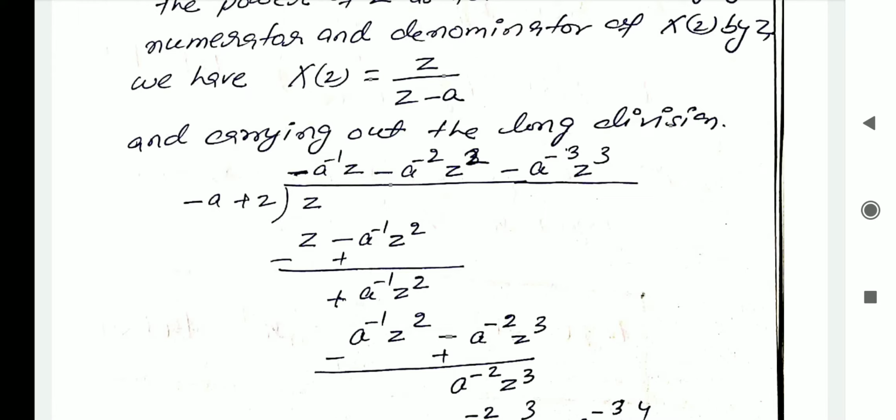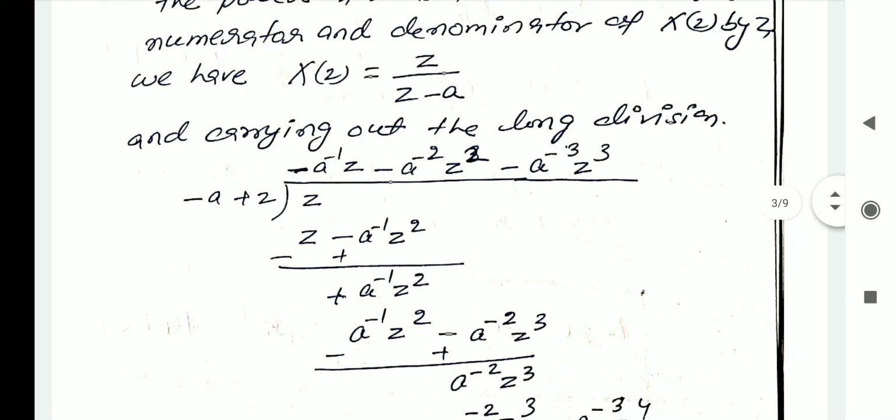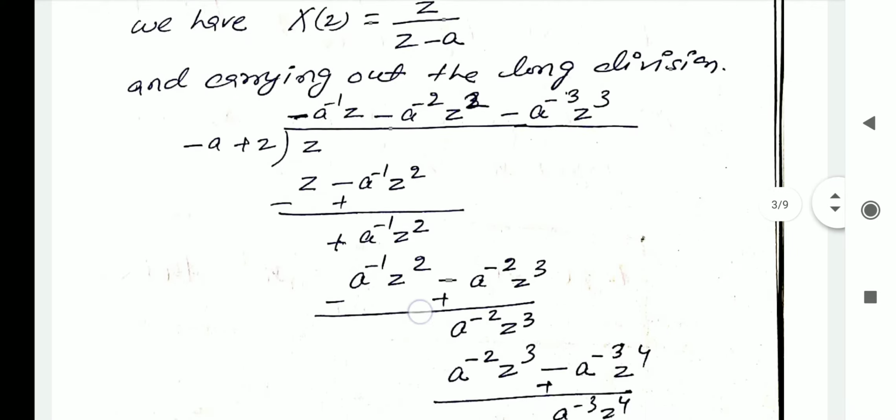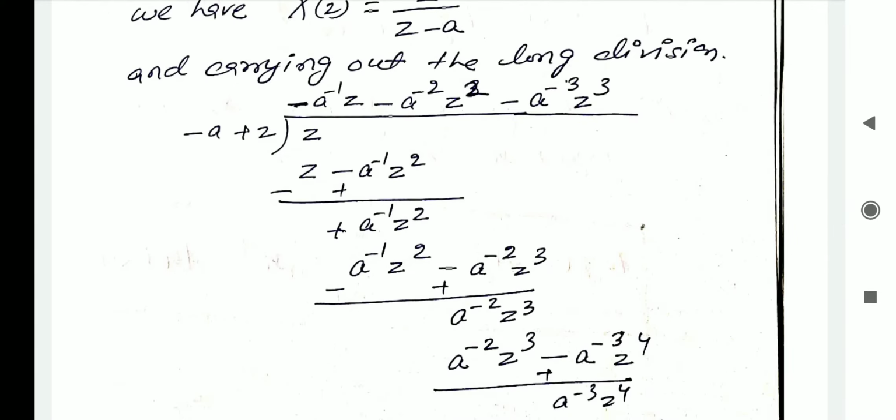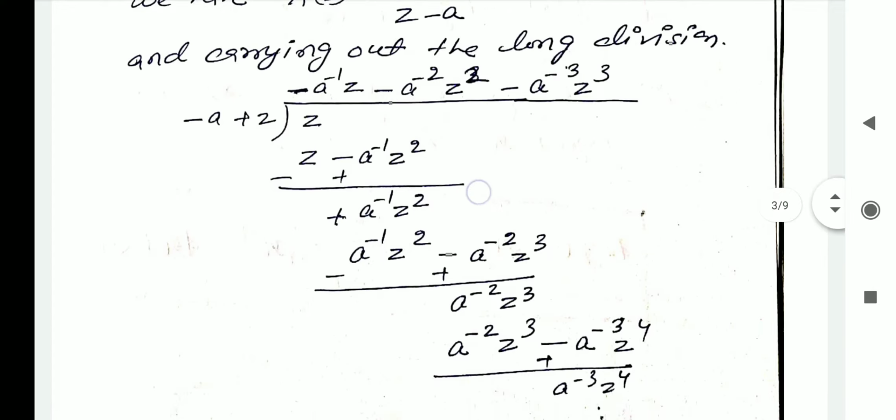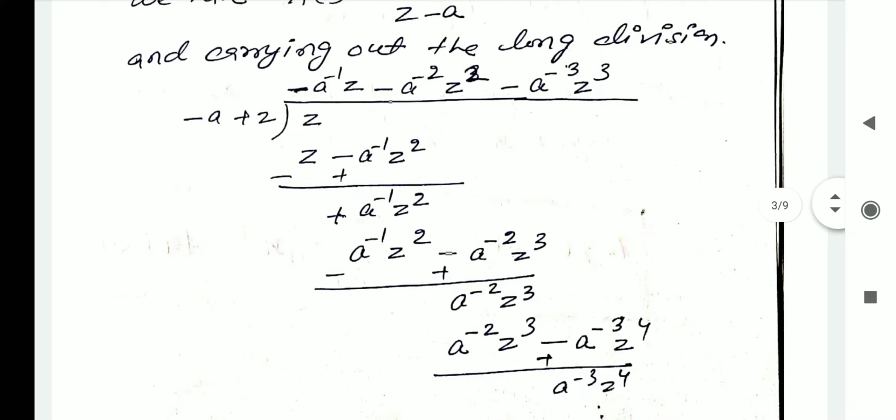Now if I am multiplying this with this, the second term will be minus a to the power minus 1 into z square. So this will be my second term. So this is how I will be getting the quotient terms. So I will be subtracting this one, and finally I am getting a to the power minus 1 z square. Again the first term here, a to the power minus 1 z square divided by minus a, will be a to the power minus 2 z square.